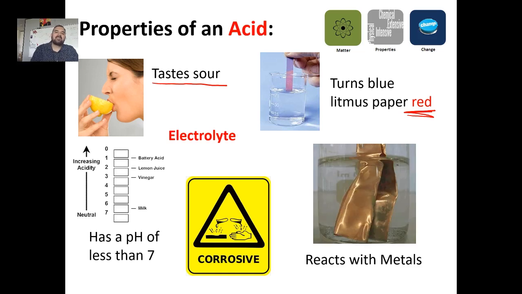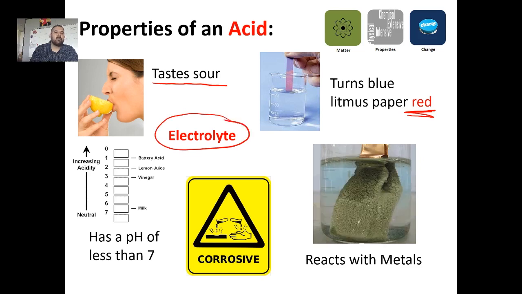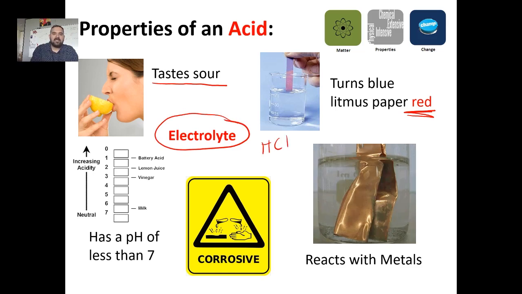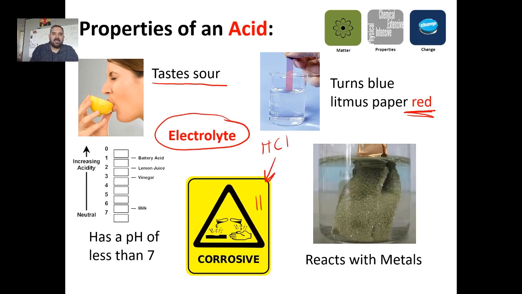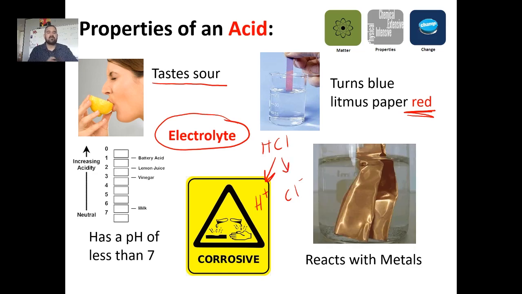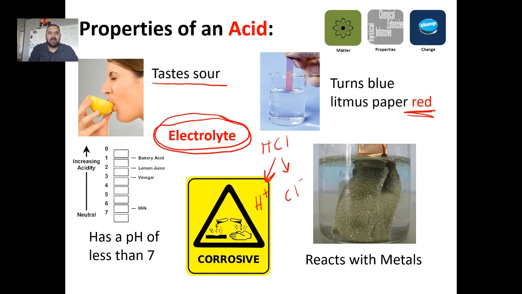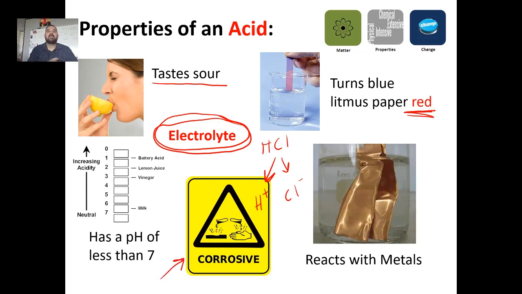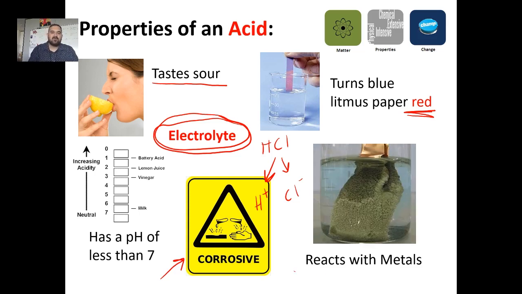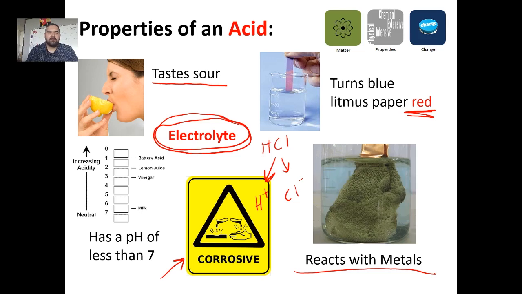Next, acids, they act as electrolytes, which means when you put an acid in water, it's going to dissociate. Example is going to be HCl. If we put HCl in water, it's going to dissociate to create H plus and Cl minus. So this dissociation leads to it being an electrolyte. That means it conducts electricity. All right, so next up, acids, they have a pH that's less than 7. Acids are also corrosive, which means they cause metals to react. So the fact that they're corrosive and they react with metals, these are the same thing.